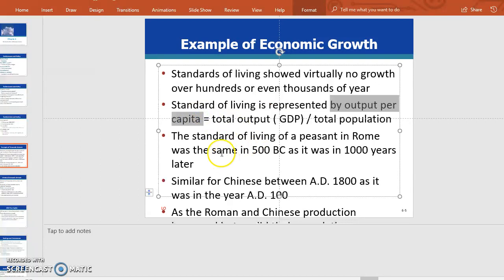So the standard of living for a peasant in Rome was the same in 500 BC as it was 1000 years later. See, because output and population increased at a similar rate, the quotient, the output per capita, the standard of living, did not change much, right? Technology improved, but at a very slow rate. Similar for the Chinese between AD 1100 and AD 1800. So no major change.